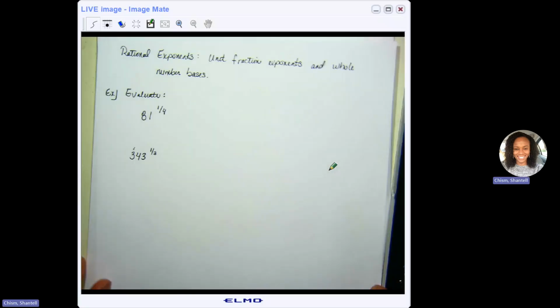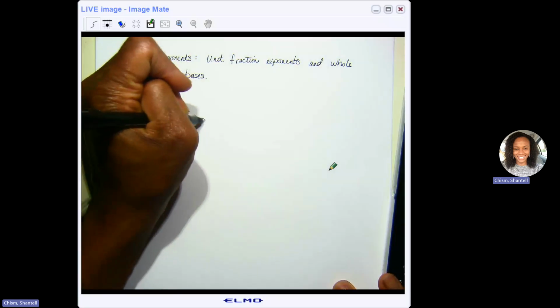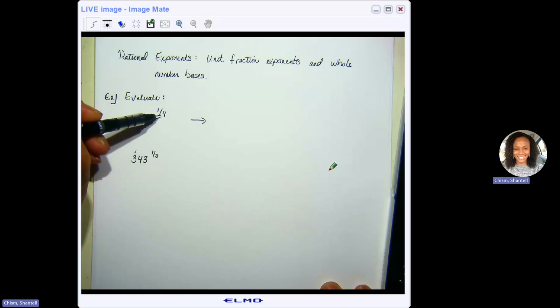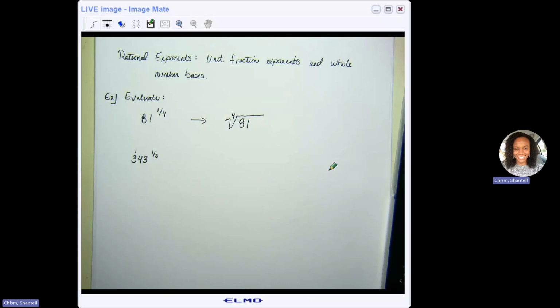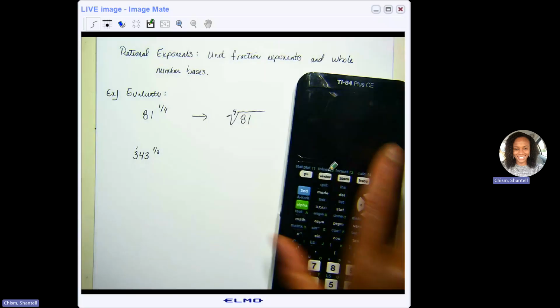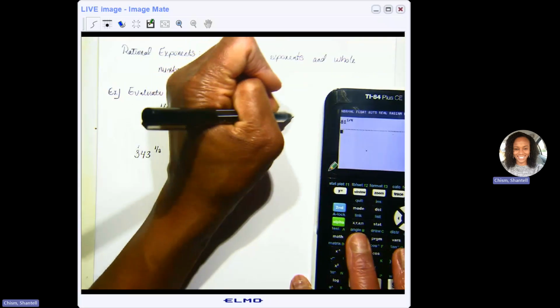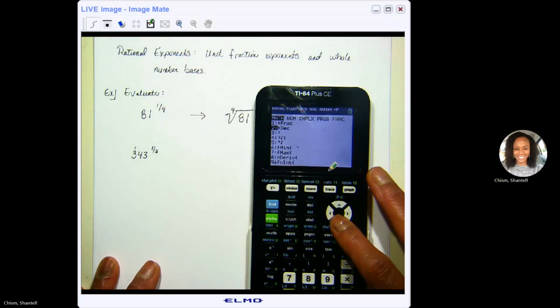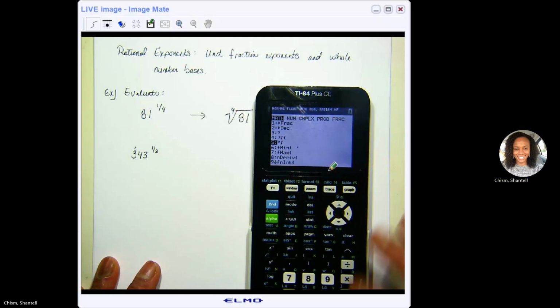This one, we're asked to evaluate it. You can plug it in your calculator as you see it, or you can express it as a radical. 81 to the 1/4 power is the same thing as the fourth root of 81. If you type it in exactly how you see it, 81 raised to the 1/4 power, that gives you 3. Or you can tell the calculator it's a fourth root, then say math, fourth root of 81, same thing, 3.